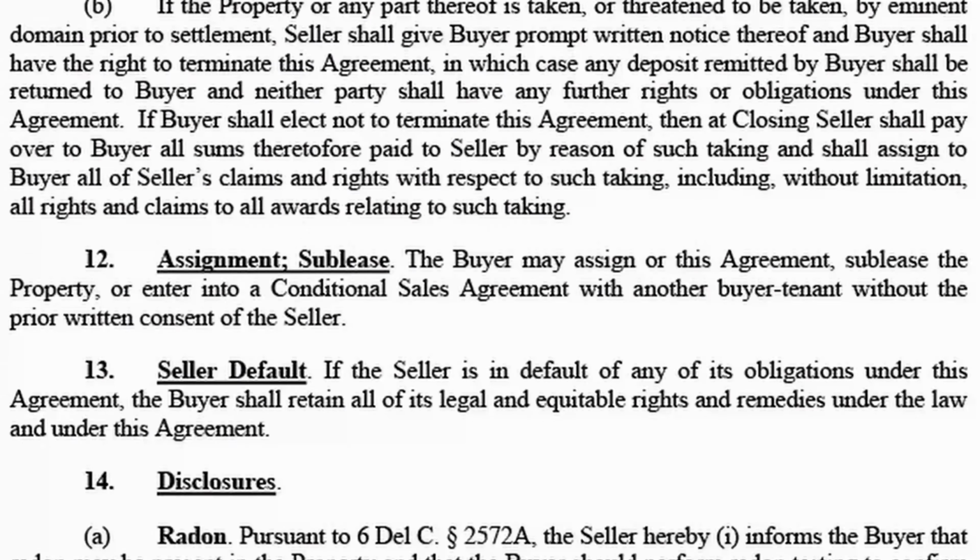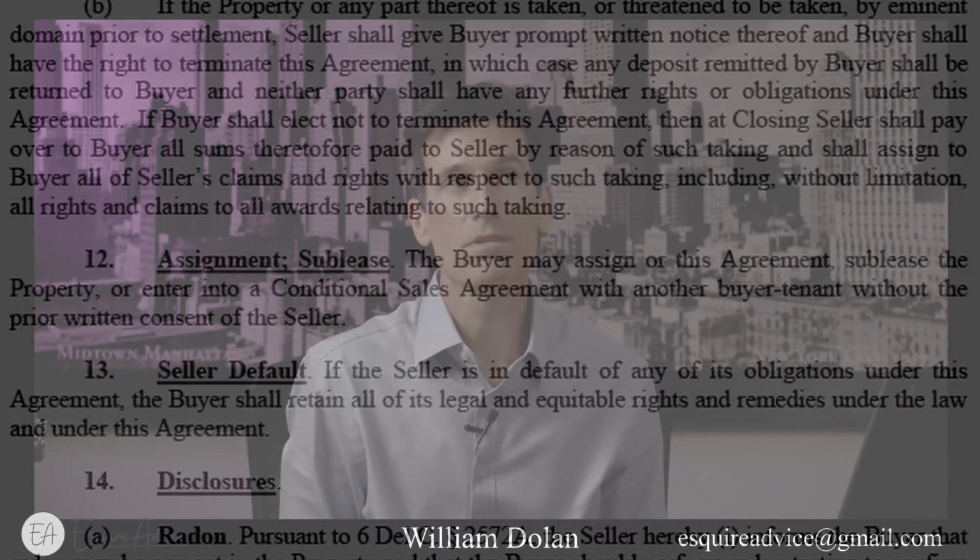So this says that the buyer may assign this agreement without the prior written consent of the seller. It also says that the buyer may sublease the property to another party, right? So this becomes important on a wraparound type of deal. Now, they're not all wraparounds, and there are drawbacks with wraparound deals, and we're not going to get into the weeds on the wraparound deals.